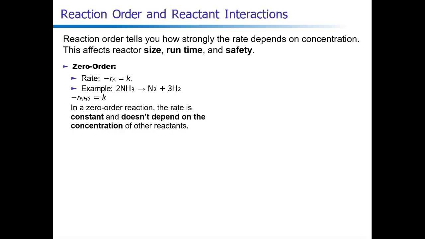Here we write the law as negative Ra is equal to k, a rate constant. A good example of this is the decomposition of ammonia on a platinum surface, where ammonia is converted into nitrogen and hydrogen. In this case, the negative R of ammonia is equal to k because once the catalyst is saturated, the reaction proceeds at a constant rate. As you can see here in this graph, this is reflected as a linear drop in concentration over time. The rate versus concentration graph is just a flat line, so no change in rate as concentration increases.